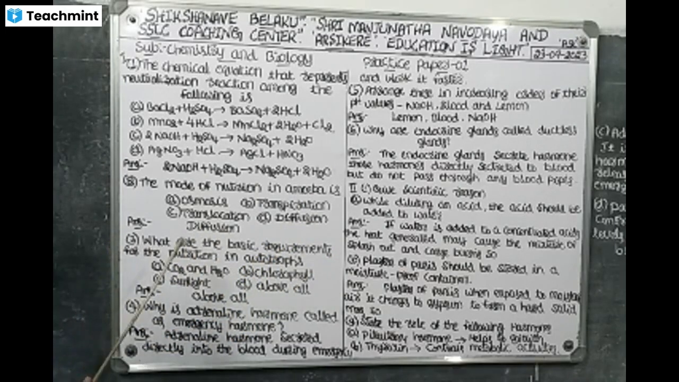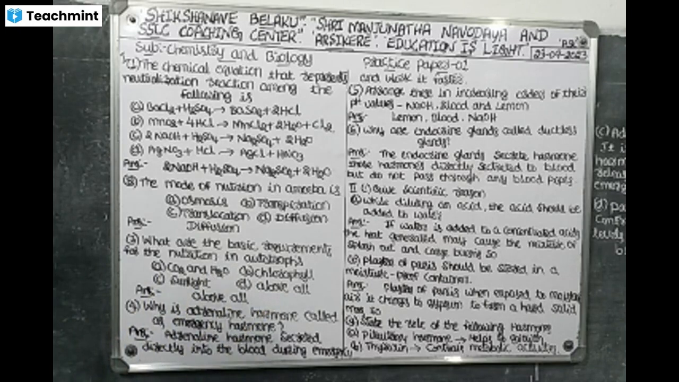Third one: what are the basic requirements for nutrition in autotrophs? Option A, carbon dioxide and water. Option B, chlorophyll. Option C, sunlight. Option D, all of the above. We know that green plants, known as autotrophs, in the presence of sunlight and chlorophyll, by using carbon dioxide and water, prepare their own food. This process is known as photosynthesis. For those reasons, option D is the right answer.